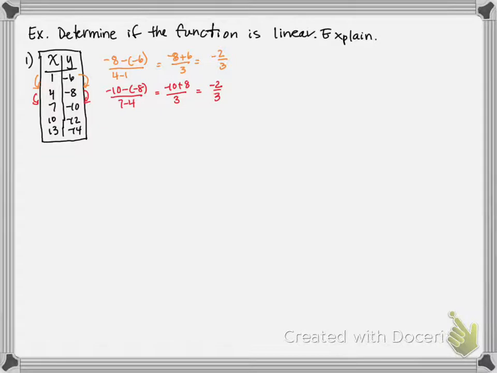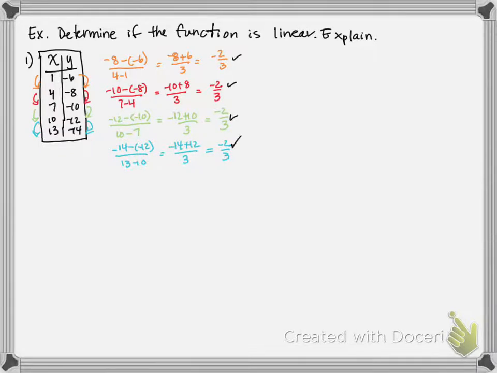Ooh, that's looking constant. And then we're going to try the 7 and 10 and negative 10 and negative 12. So negative 12 take away negative 10 over 10 take away 7. So remember, vertically, they need to be the same from the same ordered pair. And we get negative 12 plus 10 over 3, and we're going to get negative 2 over 3. So far, so good. So we got one more to try. It's the last two. So we're going to have negative 14 take away negative 12 over 13 take away 10. That's going to be negative 14 plus 12 over 3, and we get negative 2 over 3. So what you have to concede on, these all are the same.